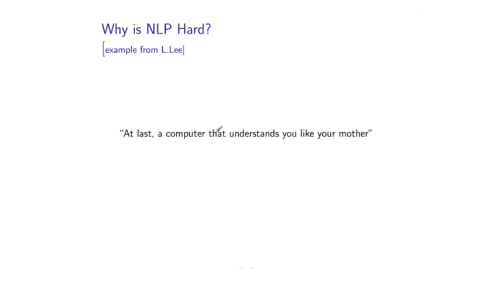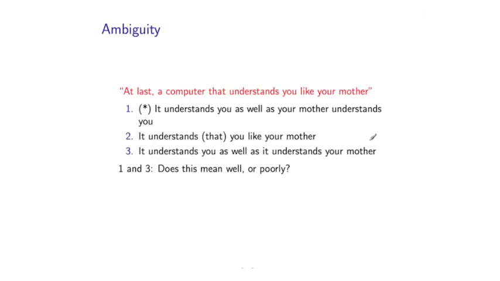So to illustrate this, we'll take an example sentence. This is actually from Lillian Lee. And the sentence here is, "At last, a computer that understands you like your mother." And I think this was taken from some marketing blurb for a natural language understanding system sometime back in the 1980s, I believe. The problem, of course, with this sentence is that it is actually ambiguous. There are at least three readings or interpretations of this sentence. So let's go over that.